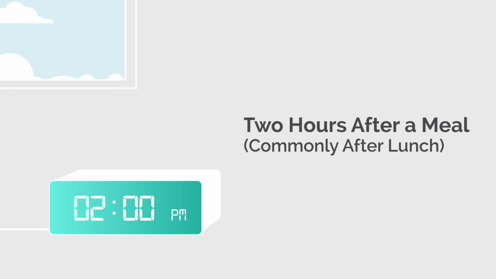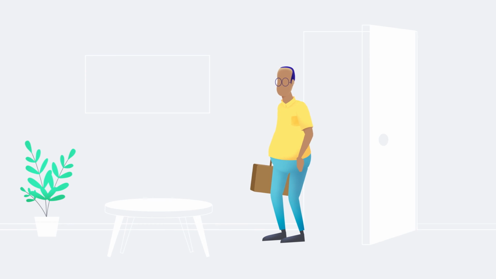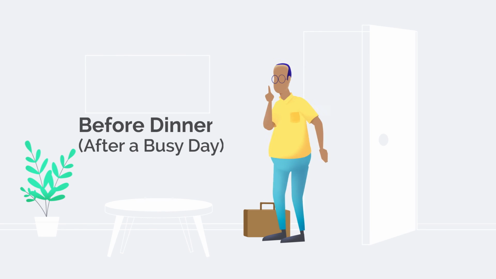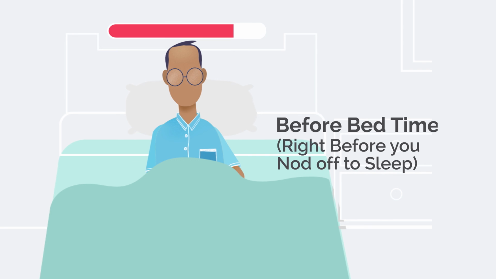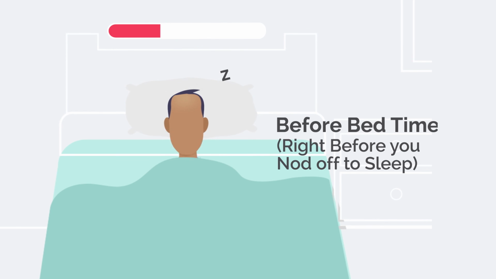Blood sugars rise right after a meal, but should return to the target range after 2 hours. In type 2 diabetes, they may remain elevated longer. Before dinner after a busy day, when you're winding down. Before bedtime helps you assess whether you'll be going to sleep with high blood sugar, or if your medications are making your blood sugar go too low. You want to avoid sleeping with blood sugars that go above or below the target range.